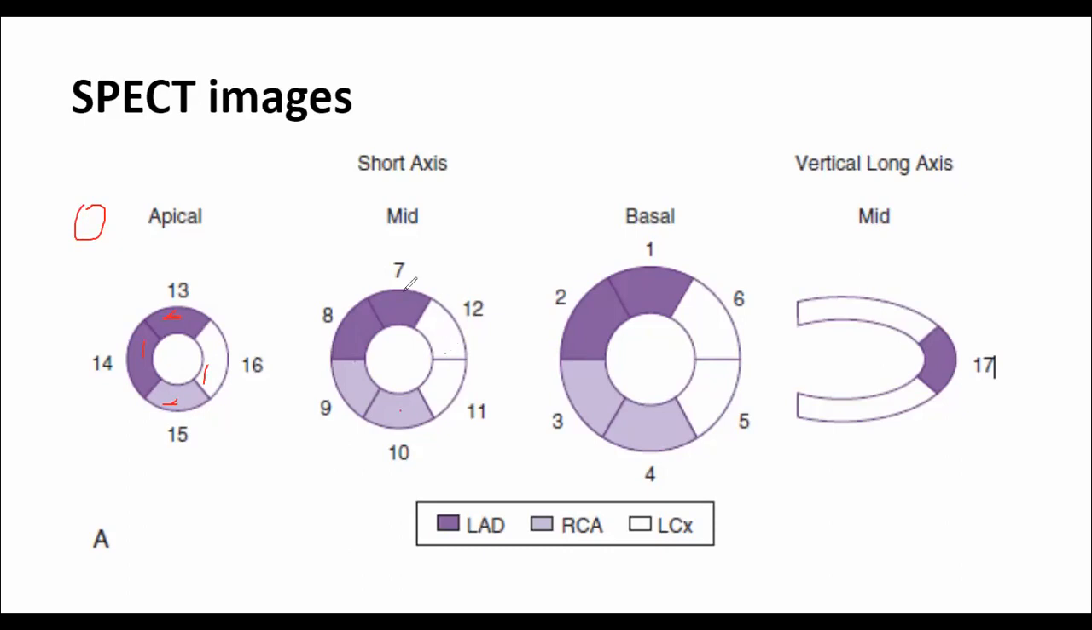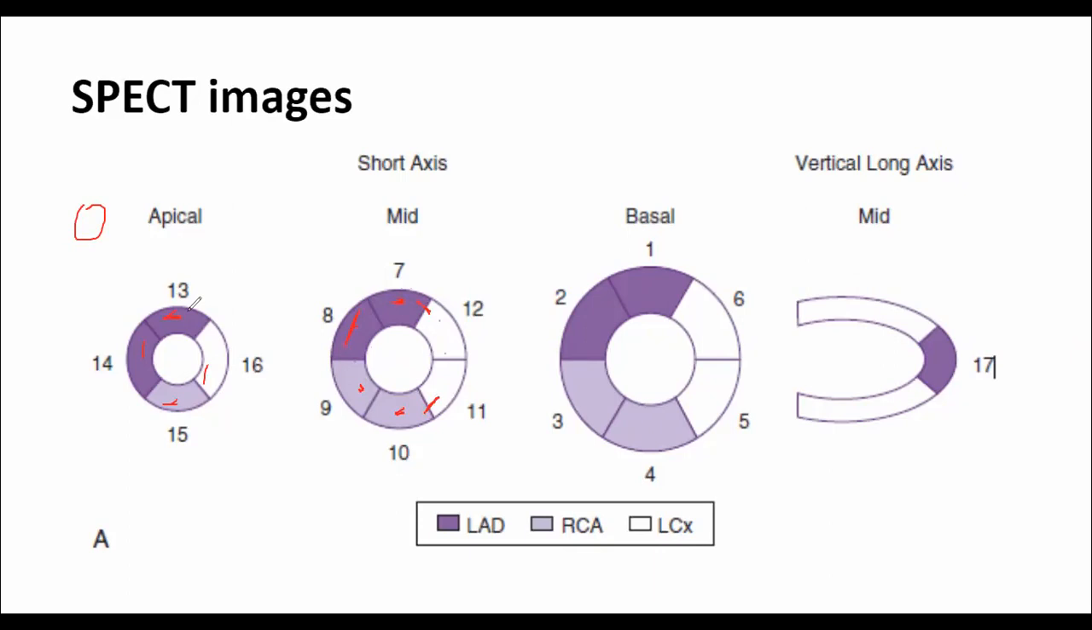What you need to do now? Anterior, this is septum, you call it now anteroseptal. Inferior, inferoseptal. Lateral becomes anterolateral. And this one, inferolateral. I recall, this is most important in the interpretation process.